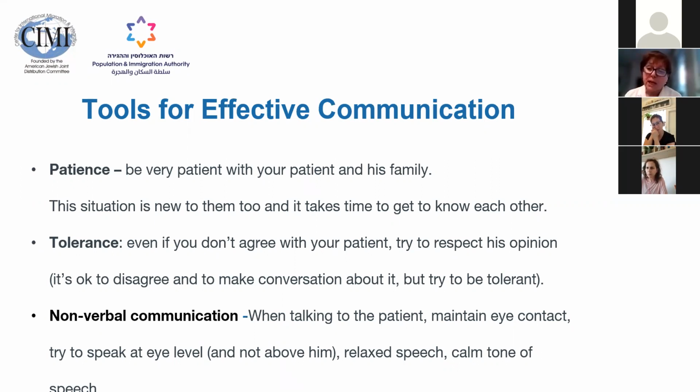Give them an update on what's going on every so often, maybe not every day, but every few days, maybe every week. Try to be part of the caregiving group that's involved in the care of your client and patient. And of course, to be relevant, right? And that way you can also expect perhaps to have help if you have issues that need their help in dealing with. Tolerance, even if you don't agree with your patient, try to respect his opinion.